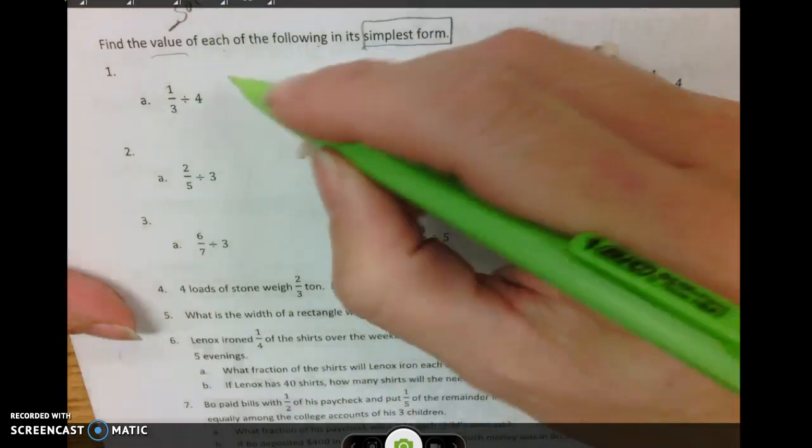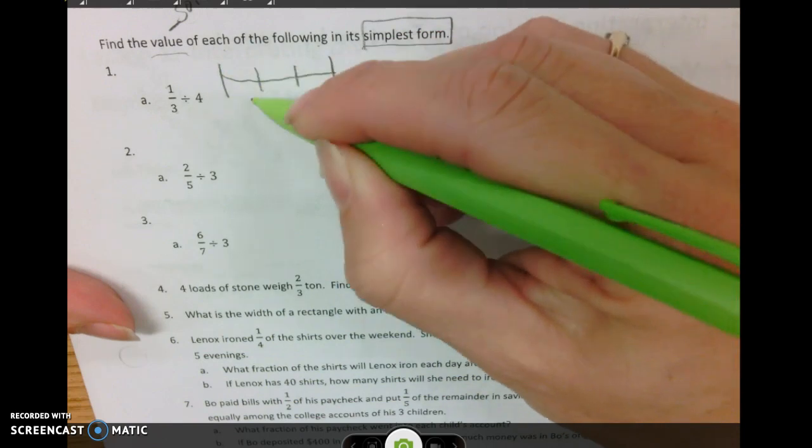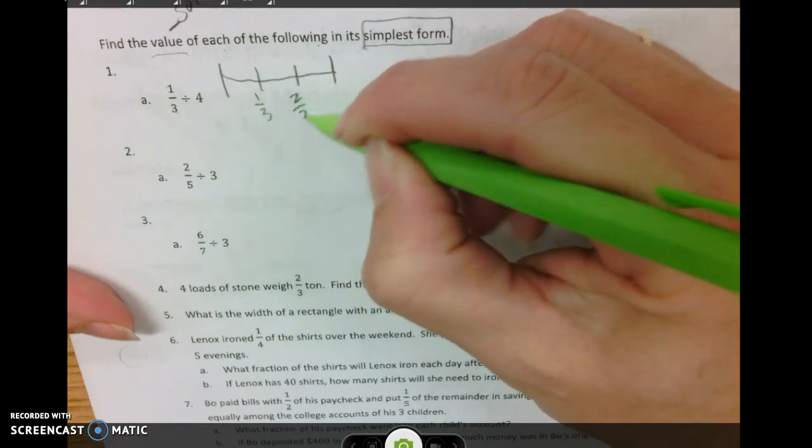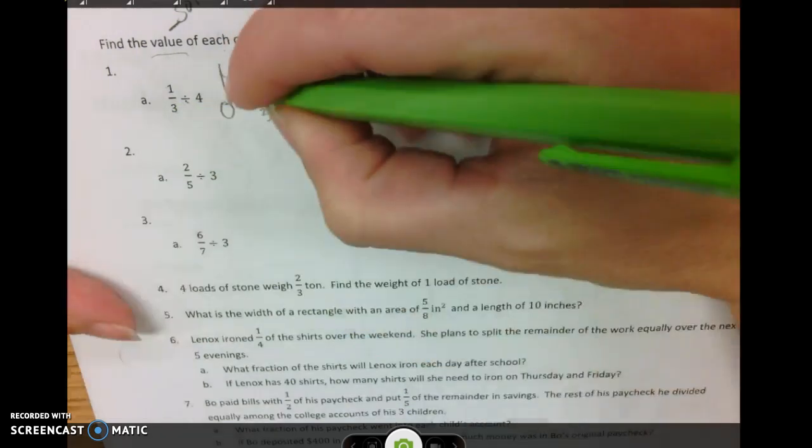So if I have 1/3, let's do a number line here. I have 1/3, 2/3, 3/3, 0. I needed it divided into 4 pieces.